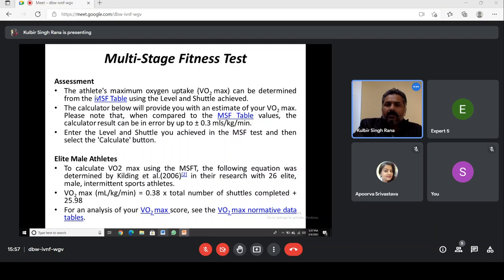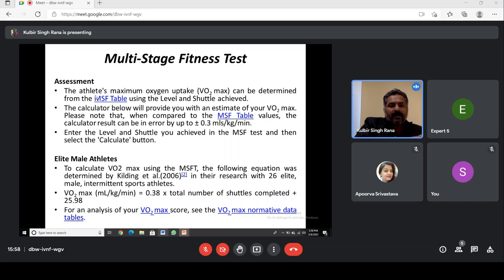Yes. So for elite men athletes, right, VO2 max will be calculated as 0.38 times the total number of shuttles completed plus 25.98. So that will be your VO2 max, right? Mm-hmm. And that will be compared with normative data.